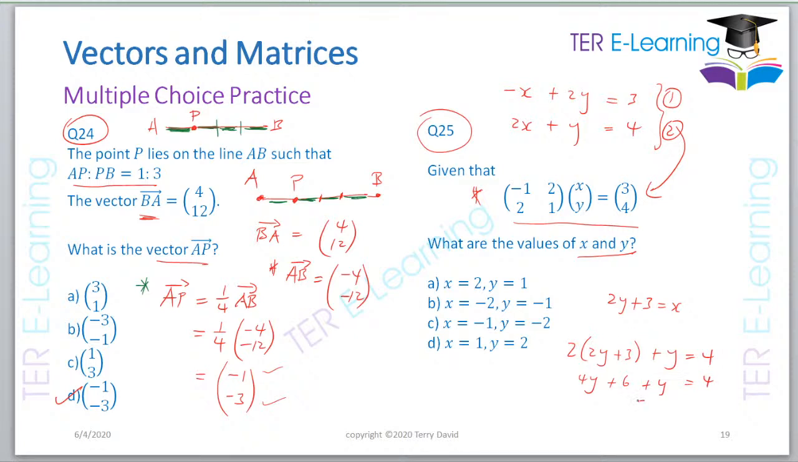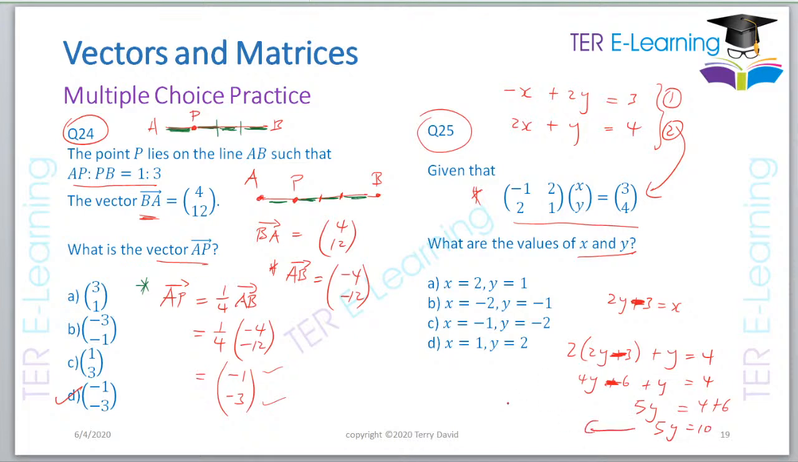I have a mistake somewhere here. It's minus 3 plus 2y equal to 3. Oh, sorry, this is a mistake here. This is supposed to be minus 3 here. Yeah, this is a minus, so this is minus 6. Alright, so 4y plus y equals 5y, and this will be 4 plus 6. So 5y equals 10.